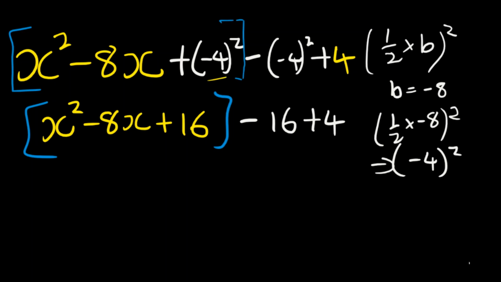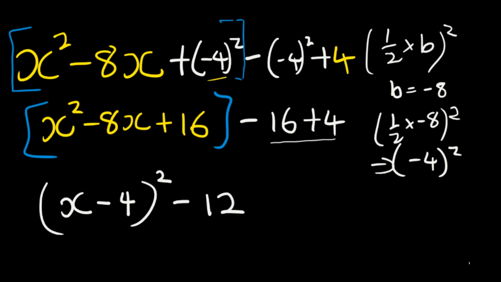So now we're going to deal with what's inside the bracket separately, and then we're going to deal with what's outside the bracket separately. Let's factorize what's inside the bracket. So the factors of x squared is x. The factors of 16 such that they give us the middle term is 4. And then we take the sign, which is negative, so it's going to be negative 4, right? And then you put in the bracket, and then we put the square there. Then this minus 16 plus 4, punch it in your calculator, you're going to get minus 12.